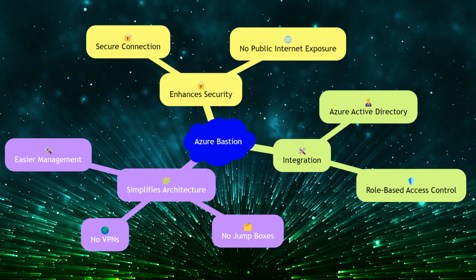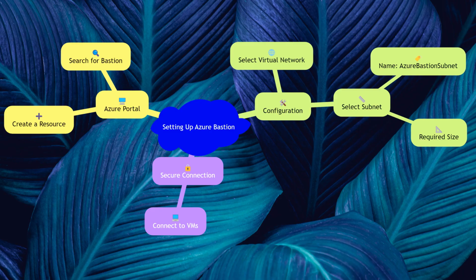It integrates with Azure Active Directory, enabling role-based access control. Additionally, it simplifies network architecture by eliminating the need for jump boxes or VPNs, making it easier to manage and maintain. To set up Azure Bastion, navigate to the Azure portal, select Create a Resource, and search for Bastion.